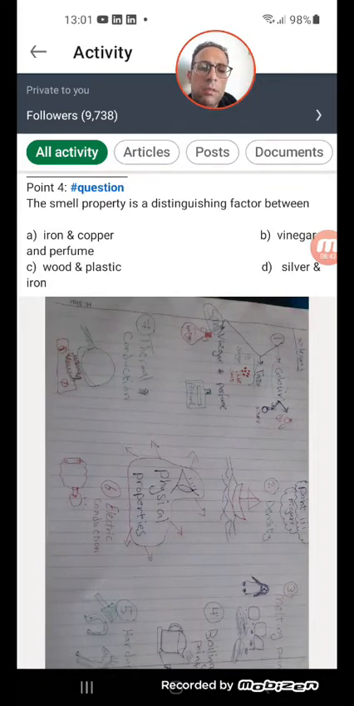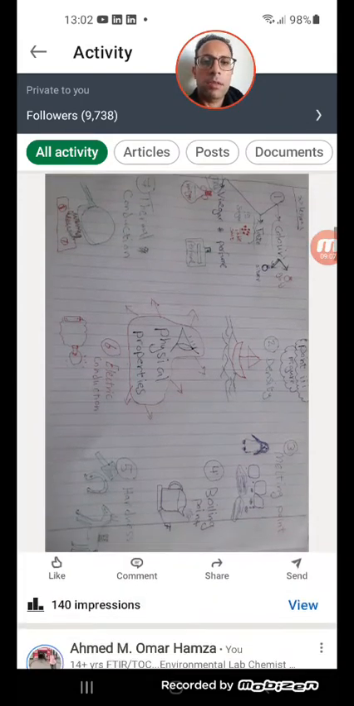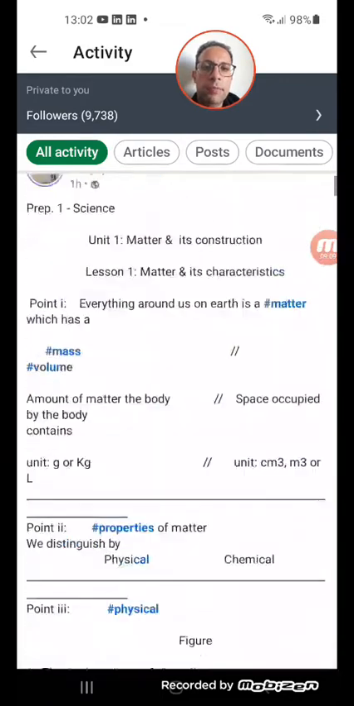Wood and plastic, also, yes, color, not taste, not smell. But vinegar and perfume, yes, the first thing I can distinguish when I see perfume and vinegar. I have two bottles and someone asks me what is inside the bottle, differentiate. Yes, by smell. Okay, but not in the lab also. In lab, we should ask teachers first. Thank you. We'll summarize quickly.